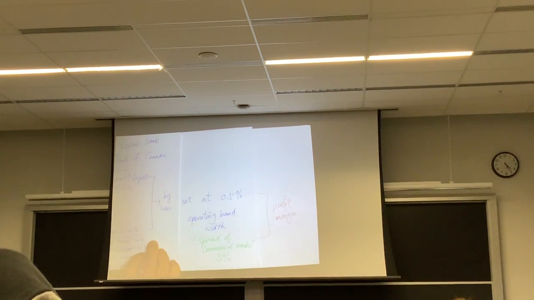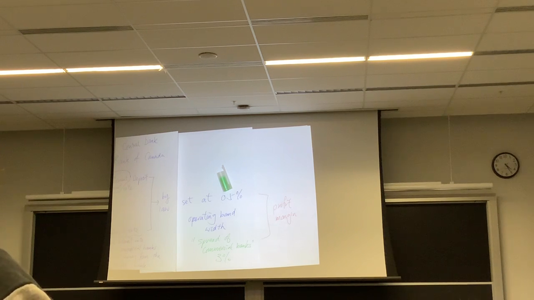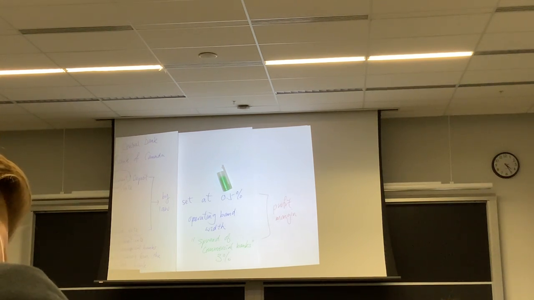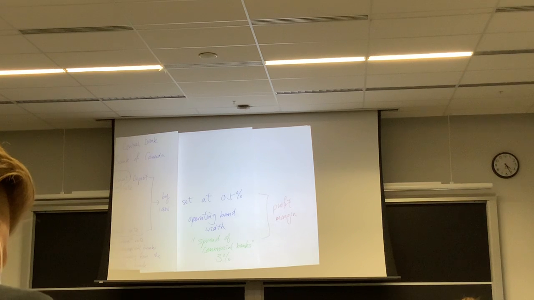So why is the central bank's profit margin by law set at only 0.5%? Because the central bank is not profit oriented. The central bank is there to facilitate liquidity for commercial banks. It is not aimed to make a profit. And that's why 0.5% seems to be adequate to pay for the daily operating expenses for the central bank. And that's why it set that gap, the operating bandwidth, at 0.5%.